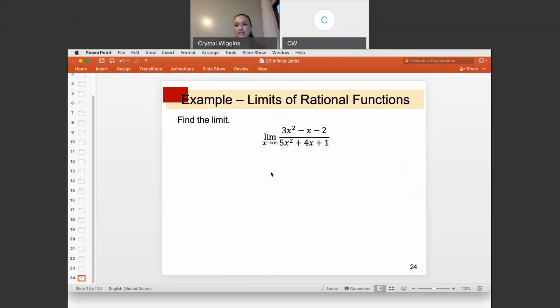Let's take a look at this example. For this example, I see that I cannot do a direct substitution when I'm working with infinite limits. If I make a substitution into this rational function, what I end up coming out with is infinity over infinity, which we're going to learn is called an indeterminate form.